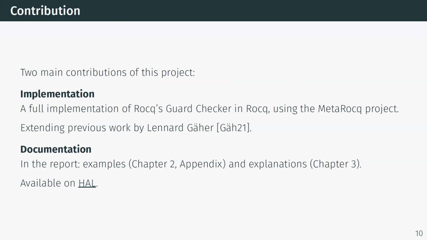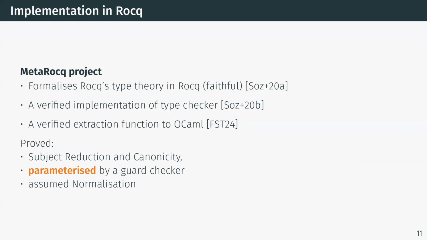It's available on HAL. Okay, if you don't know about the MetaRocq project, you have heard about Lean in Lean. The MetaRocq project, in short, formalizes Rocq's type theory in Rocq, a faithful one, and then there is a verified type checker, and verified extraction. But the important thing here is that it is parameterized by a guard checker. When they implemented it, they didn't know how the guard checker works, so it is parameterized.